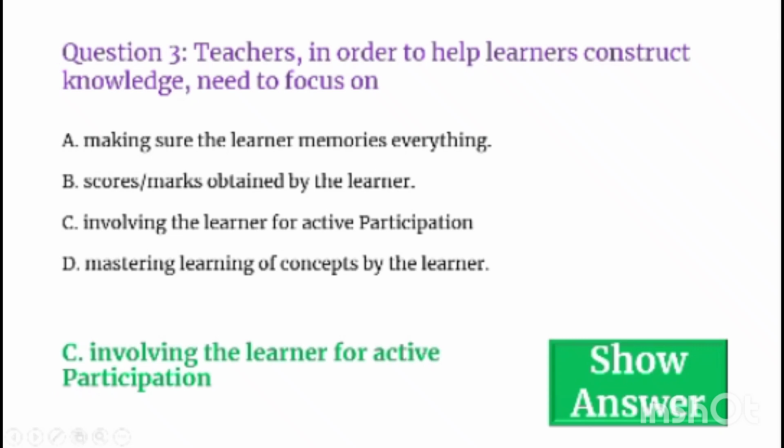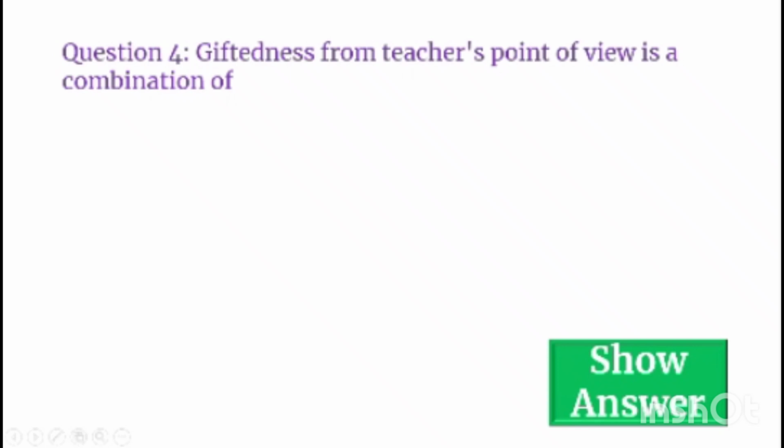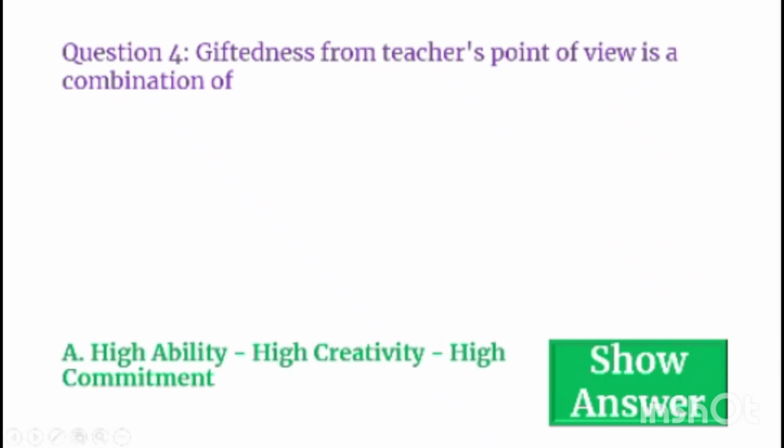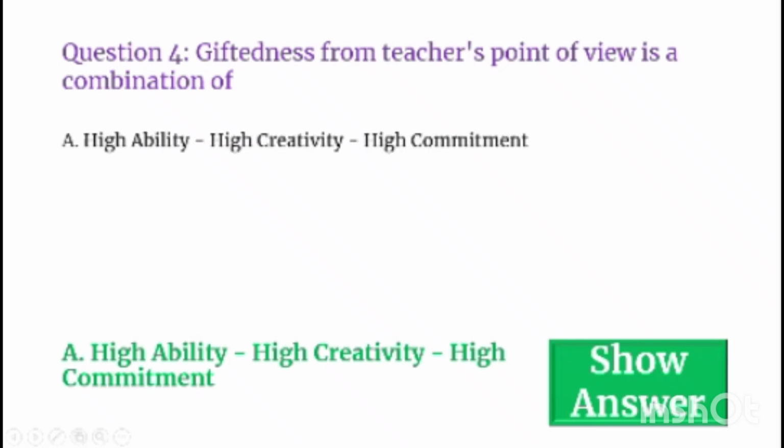While the teacher is teaching in the class and trying to construct knowledge, the focus point of the teacher is C. Involving the learner for active participation. Right? The next question on your screen. Question number 4. Giftedness from the teacher's point of view is a combination of what? So what will be the option?